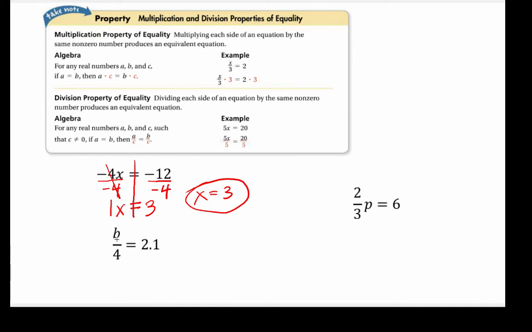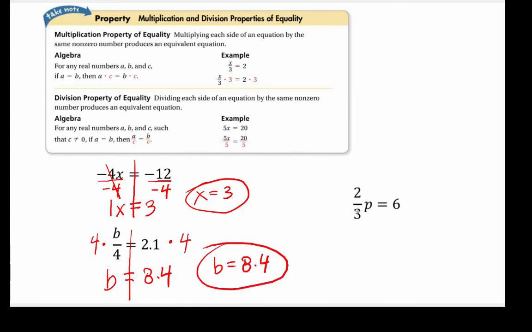Second example here, we have b divided by 4 equals 2.1. So let's split our equation in half, 2 parts. The opposite of divide by 4 is to multiply by 4. So over here, we're going to multiply this fraction by 4. And if we multiply by 4 on one side, we have to multiply by 4 on the other side. Now, 4 times b over 4 is like 4 times 1/4 b. 4 times 1/4, those are reciprocals of each other, and we know that when we multiply reciprocals, we get a 1. So multiplying this by 4 will give us b, or 1b. Over here, 2.1 times 4 is 8.4. So our solution is b equals 8.4.